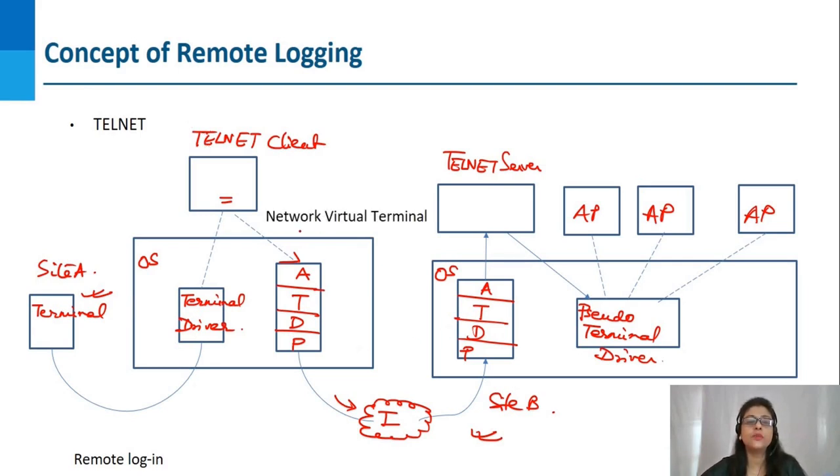Now here there is a term which is called network virtual terminal. What is the meaning of this? Network virtual terminal means this telnet client can have a character set which is different from the character set that is accepted by the telnet server. So this NVT or network virtual terminal converts the character set at the telnet client to a general NVT character set, and when it reaches the telnet server, it again gets reconverted back to its own character set.